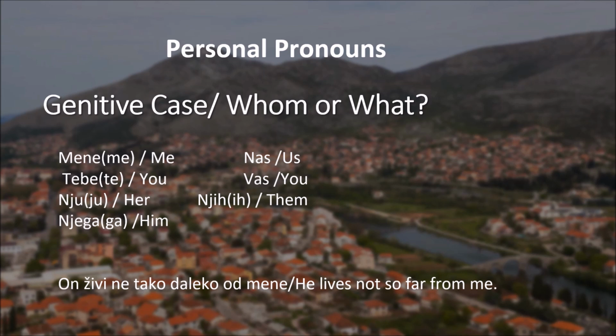Genitive is answering the question of whom or what. Mene, me, tebe ili te, you, nje ili je, her, njega, ga, him, nas, us, vas, you, plural or formal, and njih, ih, them. Keep in mind that you cannot start a sentence with a short form like me, te, ga, but you have to use the long version like mene, tebe, nju, njega, nas, vas, and so on.